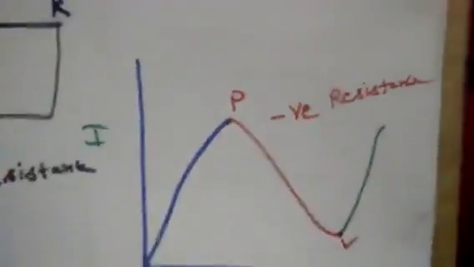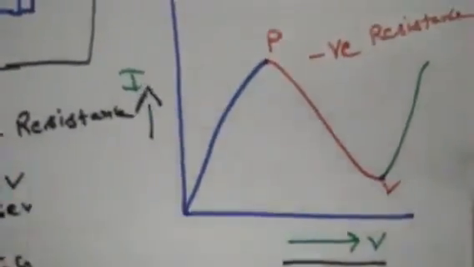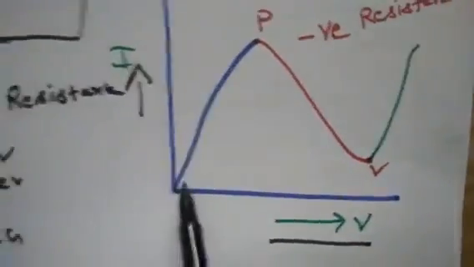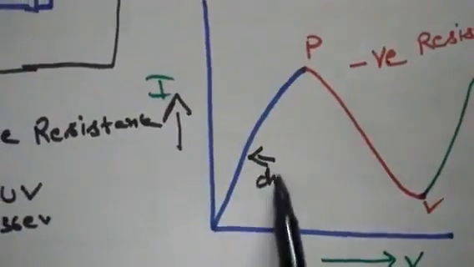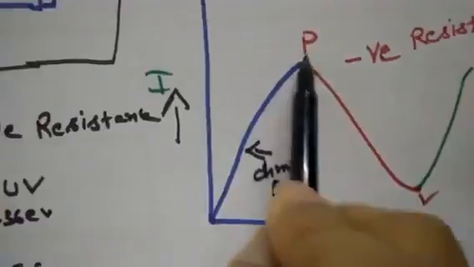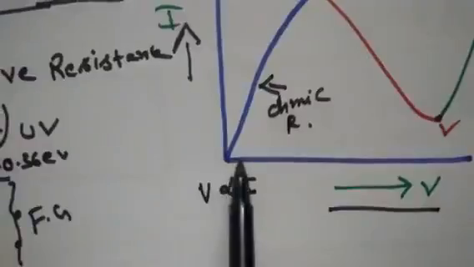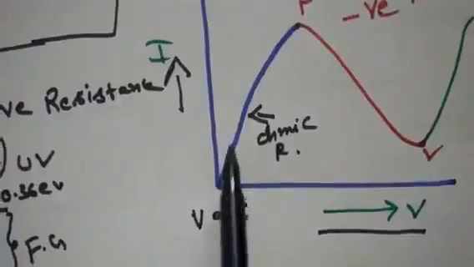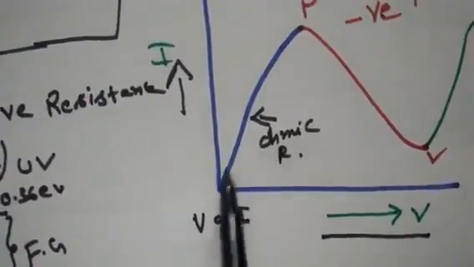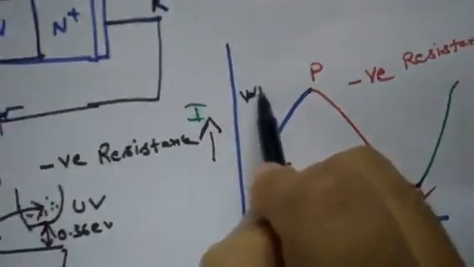So here are the Gunn diode characteristics. V is taken on the x-axis, I is taken on the y-axis. Basically this blue region is called the ohmic region. That means in this ohmic region V is directly proportional to I. When voltage is applied, some of the electrons from the valence band are liberated into the conduction band. As a result, some amount of current flows in this region. So here V is directly proportional to I.